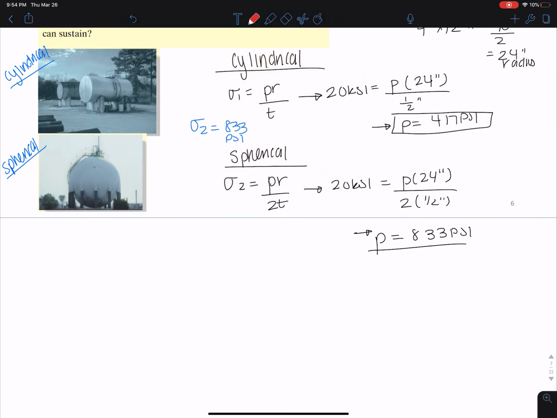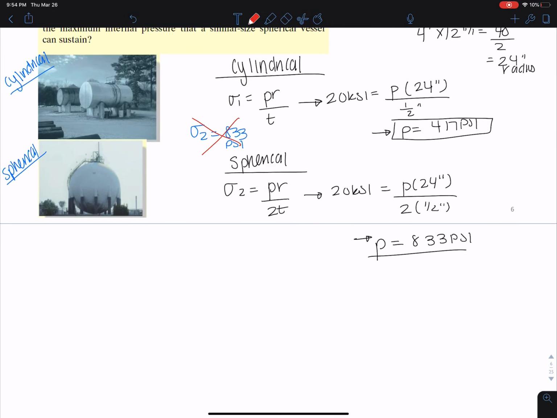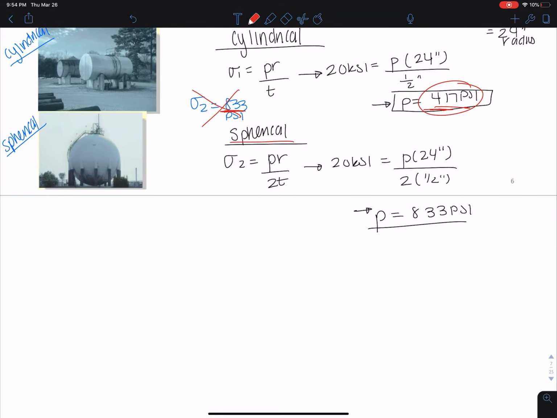But in this case for the cylinder, this doesn't apply because this is smaller. So we don't want to push the system to 833 because it won't be able to hold it in this circumferential direction. So that's why we only go with this 417 for the cylinder. If we're talking about the sphere though, we only have to abide by this formula, which means in any direction I can push the system to 833 PSI. So what we see here is that the spherical system is basically double the strength. It can carry double the amount of pressure inside than the cylinder.